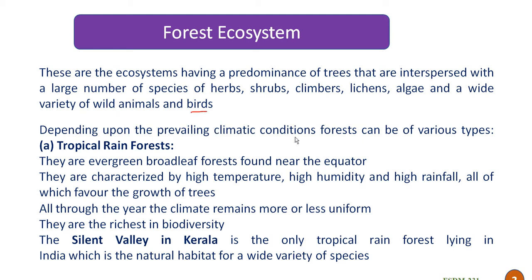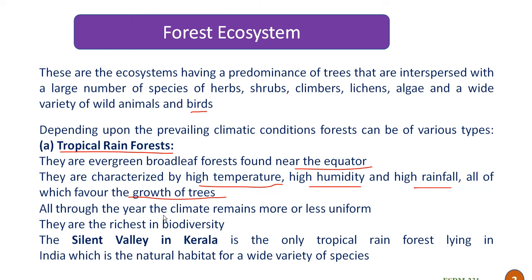Depending upon the prevailing climatic conditions, this forest can be of various types. First type is tropical rainforest. These tropical rainforests are evergreen broadleaf forests found near the equator. They are characterized by high temperature, high humidity, and high rainfall, all of which favor the growth of trees. So this forest ecosystem is predominantly a trees ecosystem.